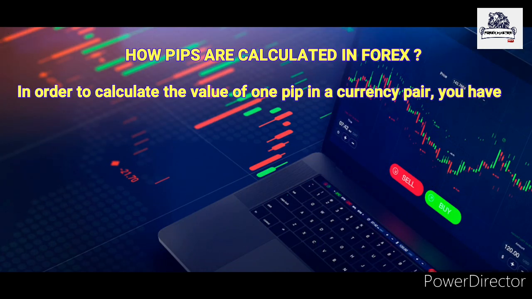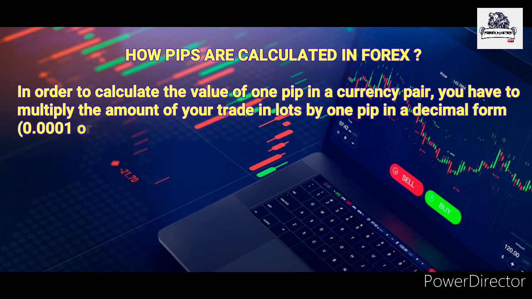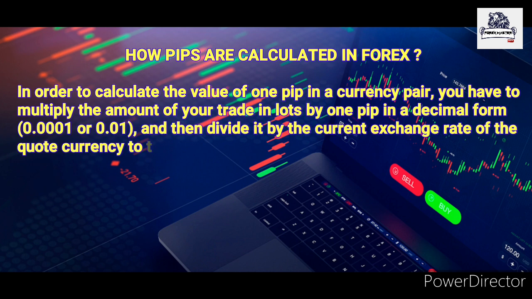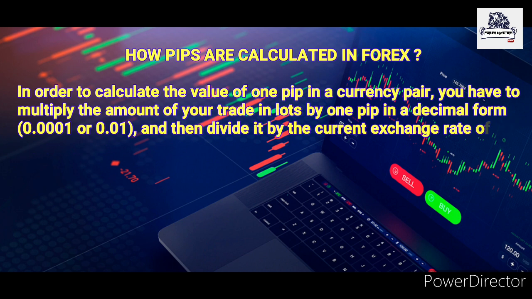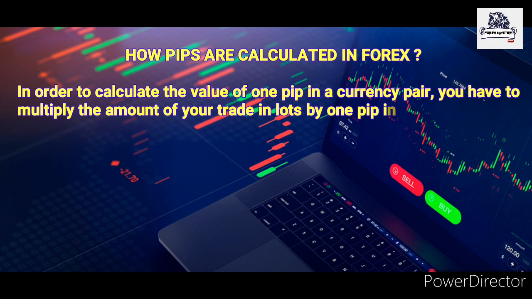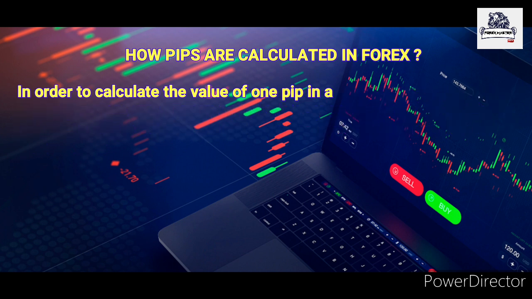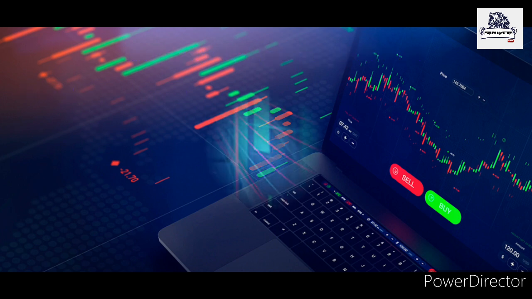In order to calculate the value of 1 pip in a currency pair, you have to multiply the amount of your trade in lots by 1 pip in decimal form, for example 0.0001 or 0.01 or 0.1, and then divide it by the current exchange rate of the quote currency to the US dollar. A lot is given in units of a base currency.